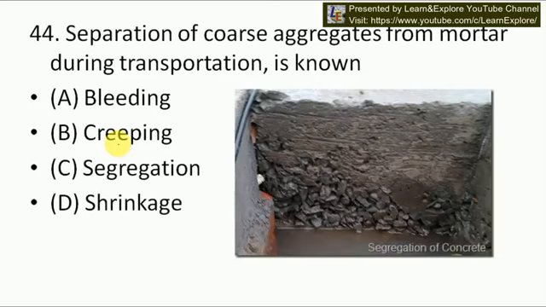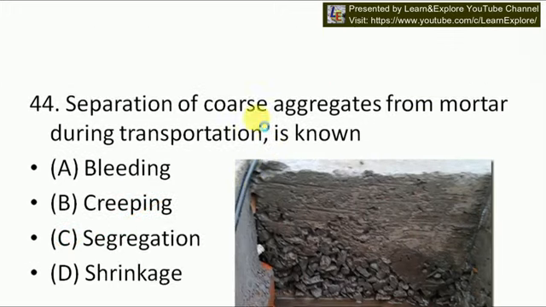Separation of coarse aggregates from mortar during transportation is known as bleeding, creeping, segregation, or shrinkage. So our answer will be C, segregation. Okay, so here you can see what segregation of concrete is and how it looks. So separation of coarse aggregates from mortar during transportation is known as segregation, right? So our next question.